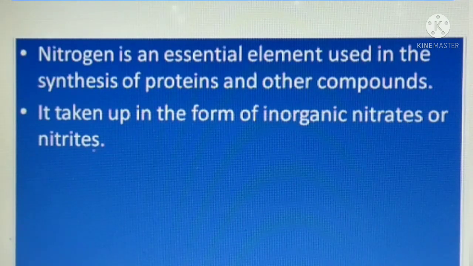Rhizobium, we have studied: leguminous plants, and the root nodules of leguminous plants contain the rhizobium bacteria. That rhizobium bacteria will fix the atmospheric nitrogen in the soil, and the inorganic nitrate or nitrite is absorbed by the plants from the soil. The plants are absorbing the nitrates or nitrites from the soil. This is about nutrition, that is the detailed study about autotrophic nutrition.